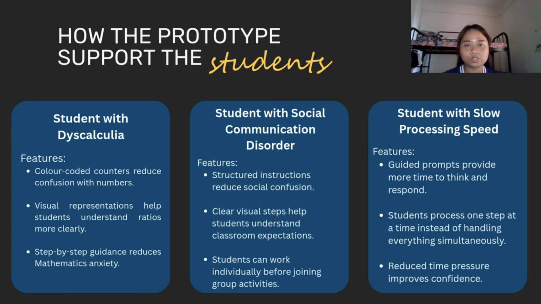Second, for students with a social communication disorder, the prototype provides clear visual instruction and structured learning steps. This helps students understand classroom expectations more clearly and reduce confusion during activities. Students can also work individually before participating in group discussion, which helps reduce emotional stress during social interaction.